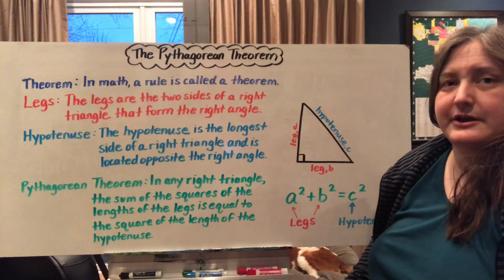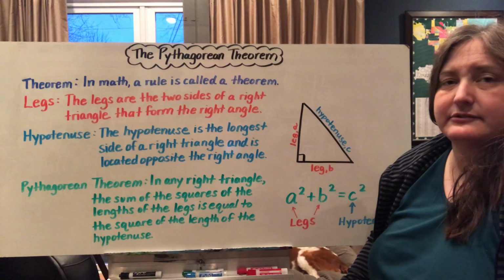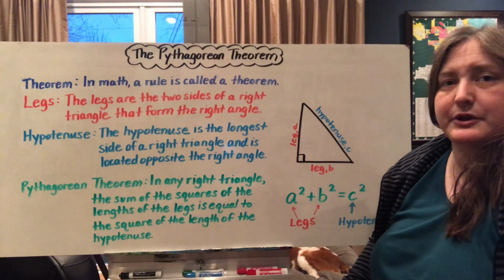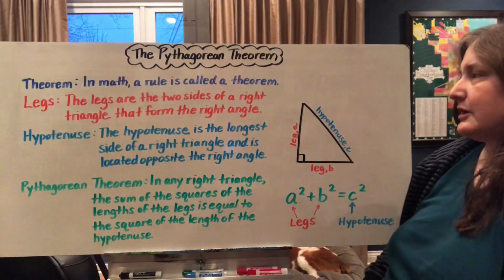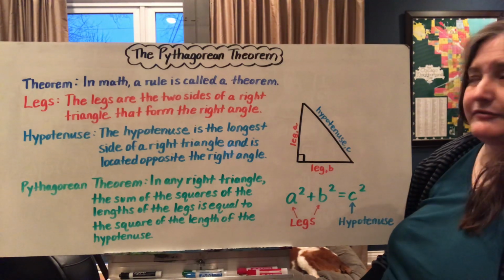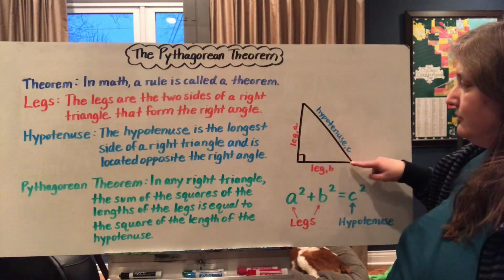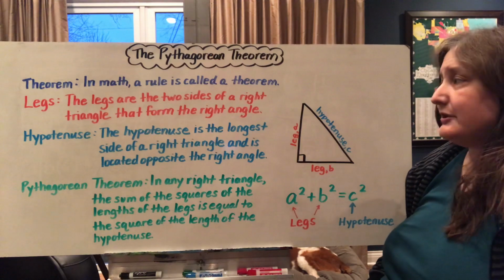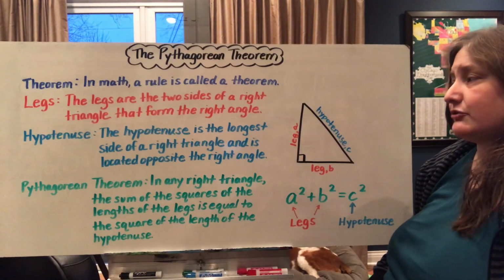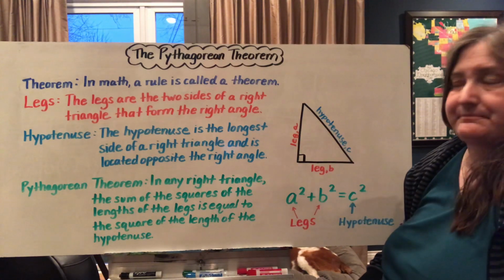This is the Pythagorean Theorem. A theorem in math is a rule, and Pythagoras is a Greek mathematician who discovered one of the most famous rules in mathematics. When we're looking at a right triangle, the legs of the triangle are the two sides that form the right angle. So the two that form this right angle are our legs. The hypotenuse is the longest side of the right triangle, and it's located opposite the right angle.